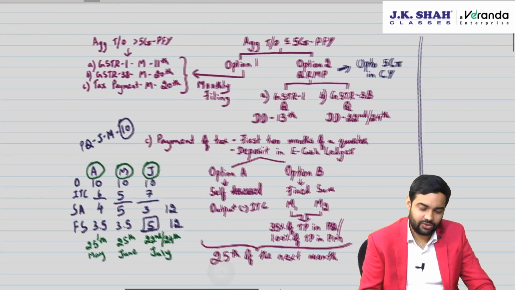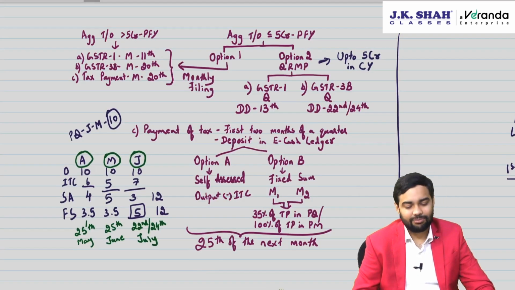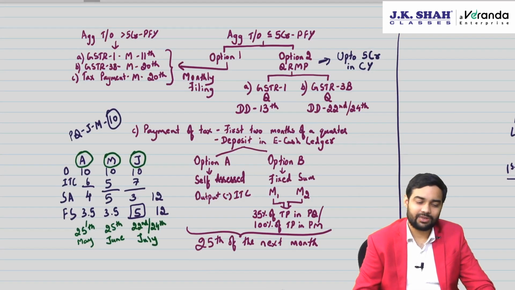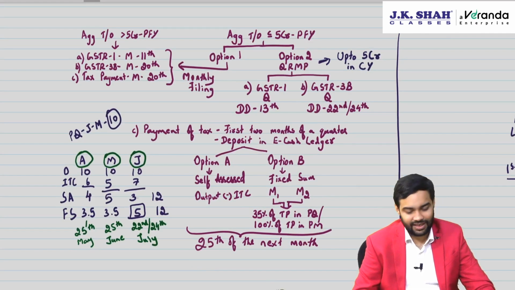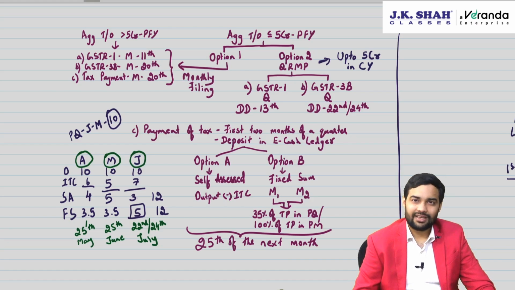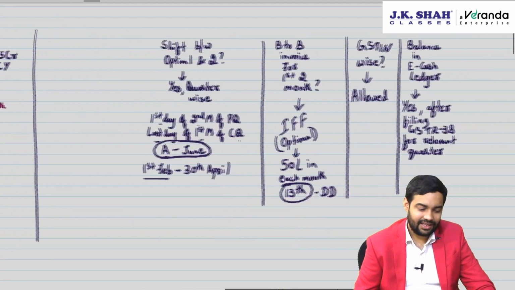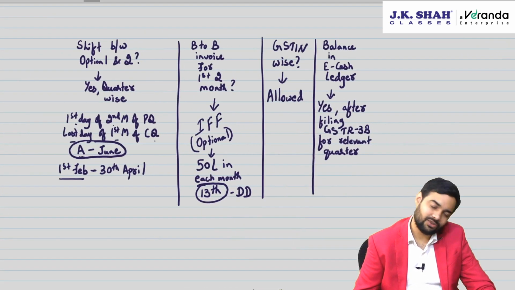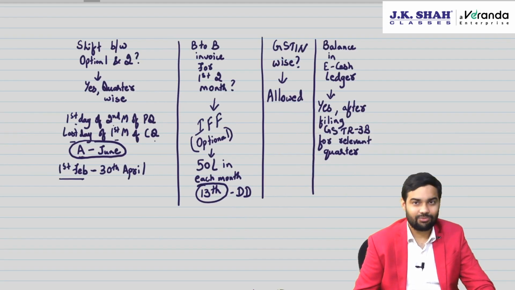Then we moved on to QRMP. Up to 5 crore in current year you can claim it if your preceding financial year turnover does not exceed 5 crore. GSTR 1 13th, GSTR 3B 22nd/24th. Payment first 2 months you will deposit in eCash ledger and you have to do it by 25th. How much will you pay? Self-assessed or fixed sum? Fixed sum is 35% of tax paid in previous quarter or 100% of tax paid in previous month. Then can you shift between option 1 and option 2? Yes, between first day of second month of previous quarter and last day of first month of current quarter.